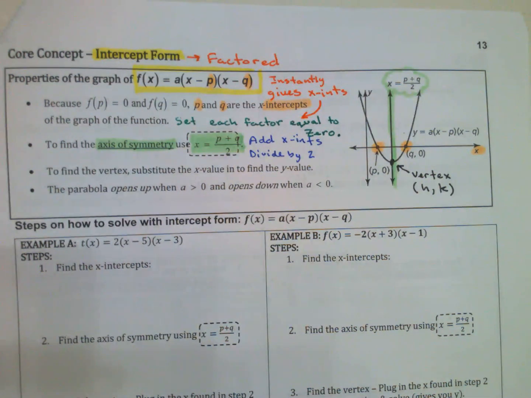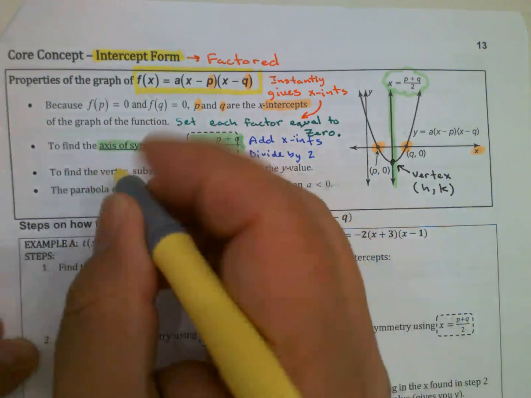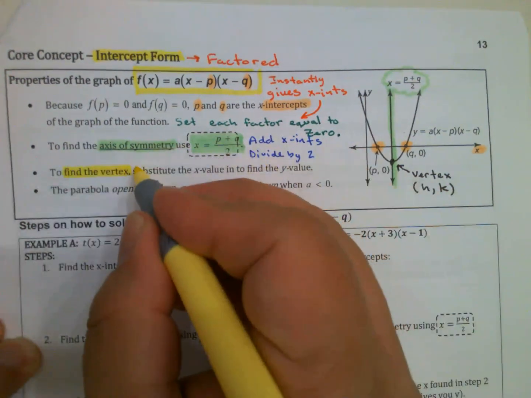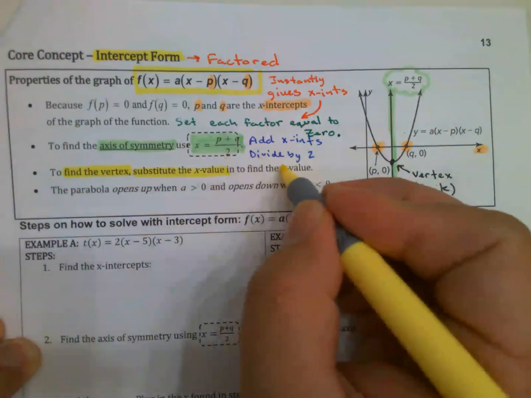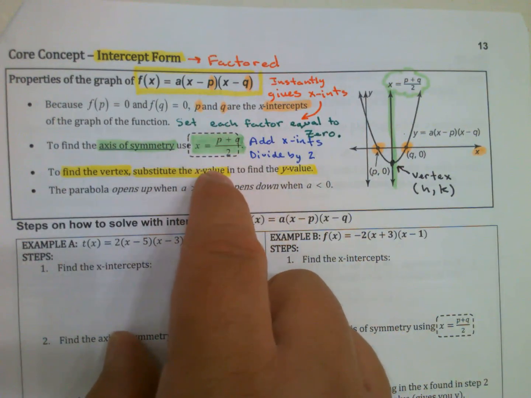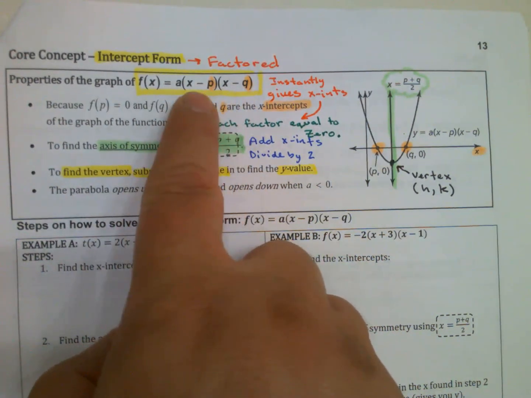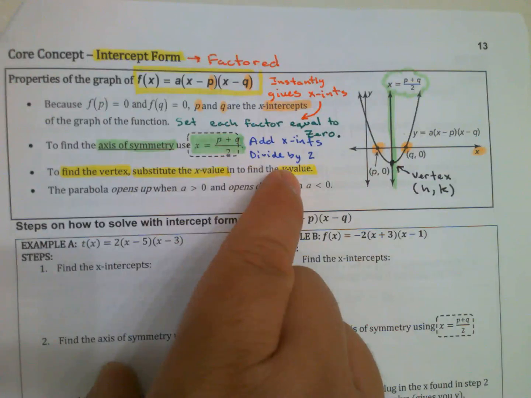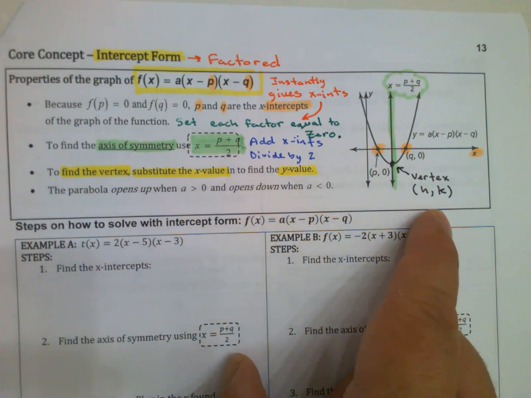It says to find the vertex, all you have to do is plug in. Look, substitute the x value to find the y value. It's nothing new. We've done that already. As soon as you have the x from here, we plug it into the original equation, and then that's how we're going to find the y that goes with our vertex.